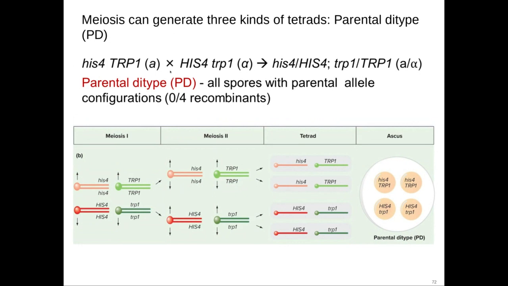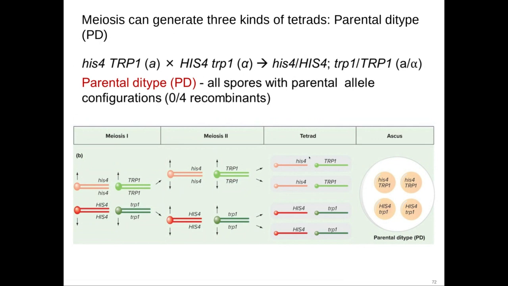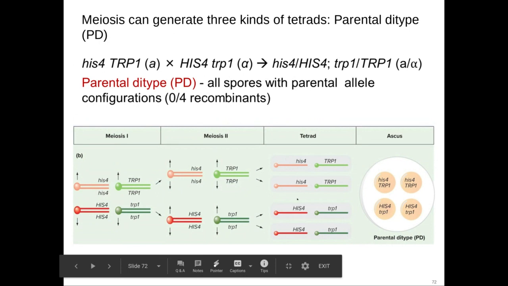Now, a parental ditype, or PD, has all spores with the parental allele, which is 0 out of 4 recombinants, which we see here. But our tetrads can be unique, right? HIS4 TRP1, HIS4 TRP1, and then we have that combination, right? So we have 2 parentals, 2 recombinant lines here. And then ultimately the ditype that we produce from this is going to be a combination.